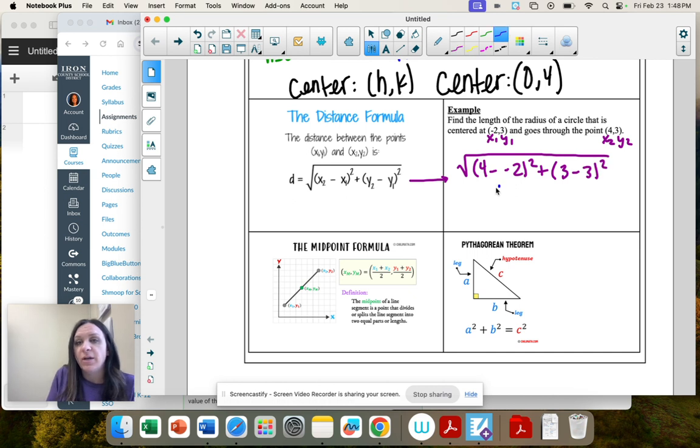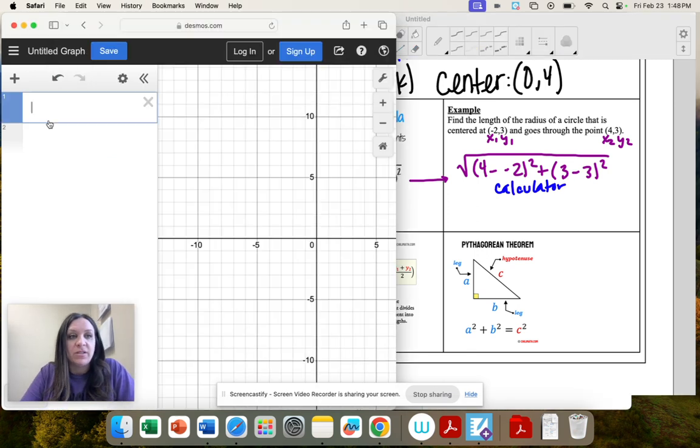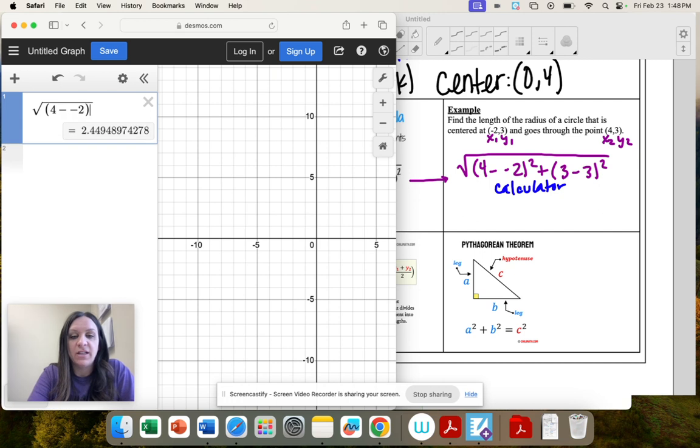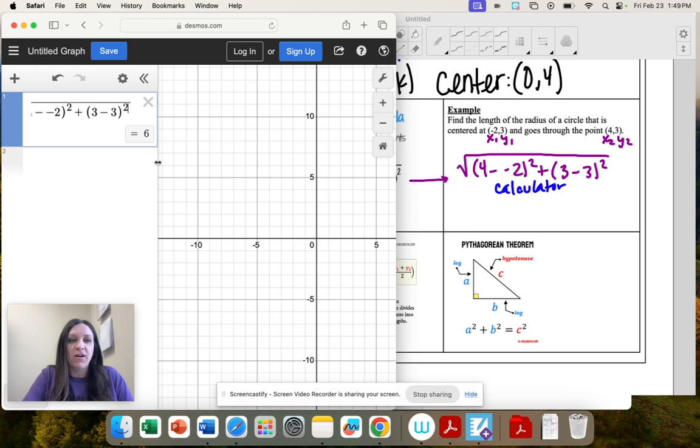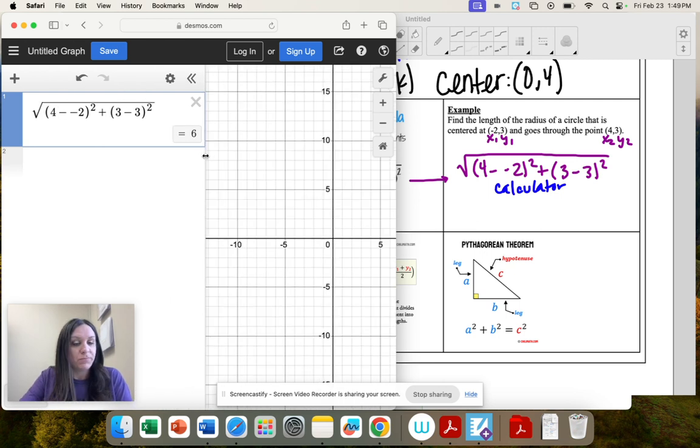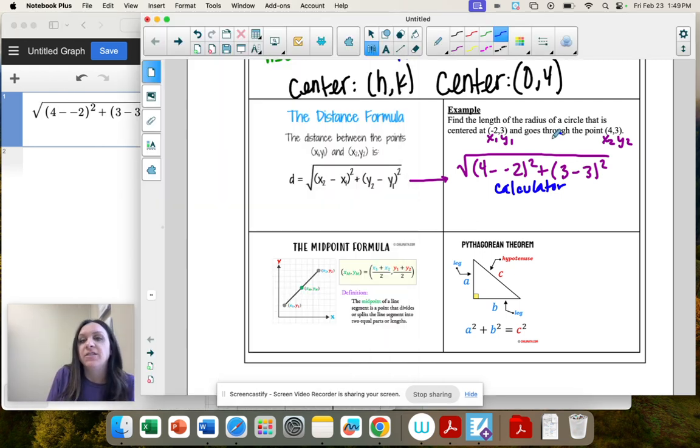And then at this point, I really want you to use your calculator. Don't try and break it up and do it by hand. Just type it in how it is. 4 minus negative 2 squared plus 3 minus 3 squared. See how I typed that all in one line? Okay, so our radius or our distance is 6.